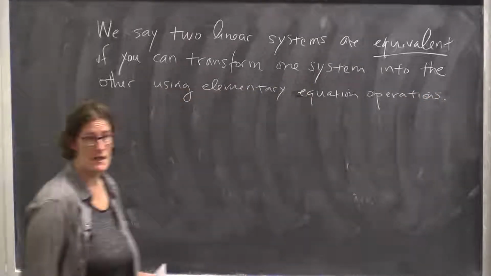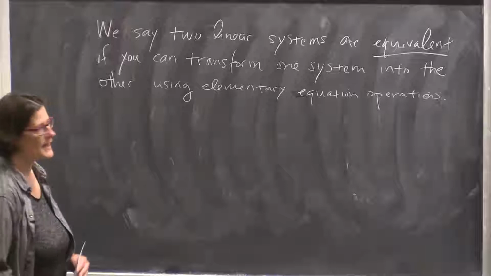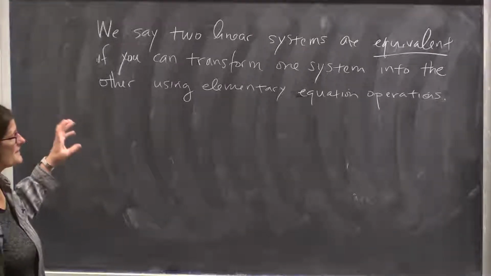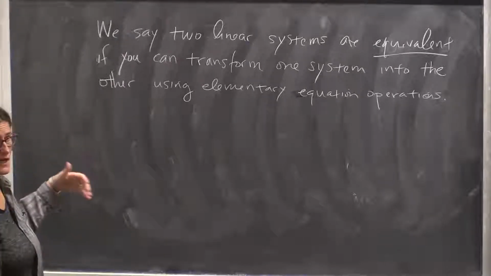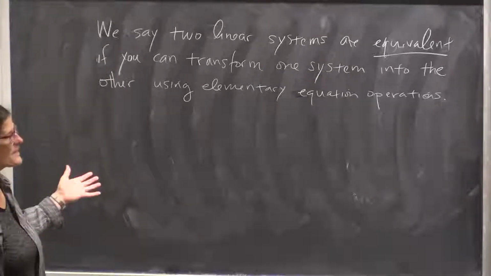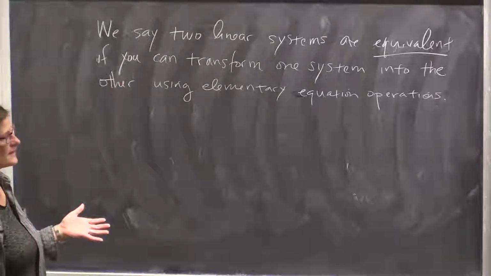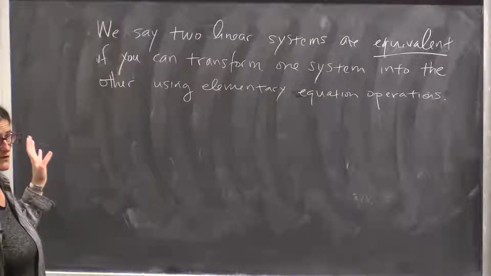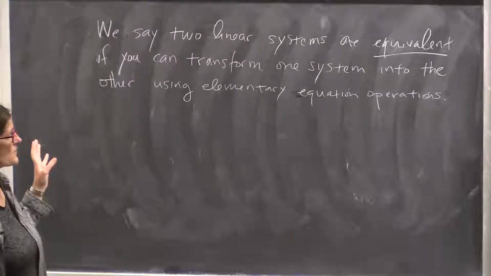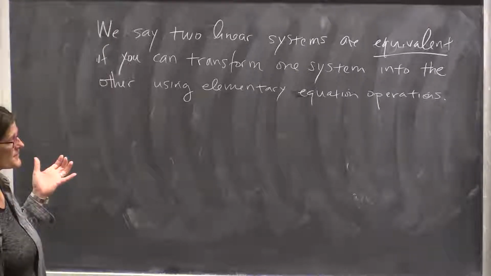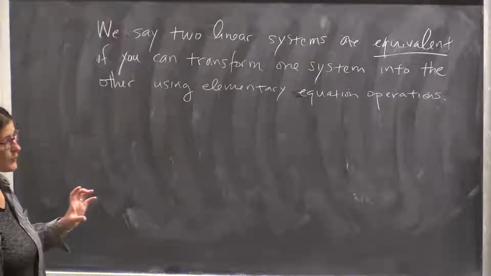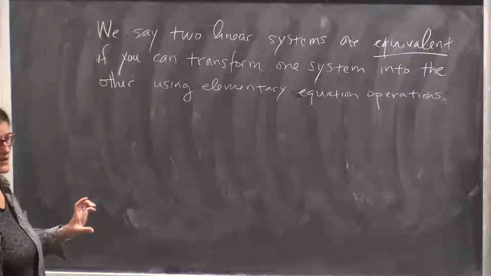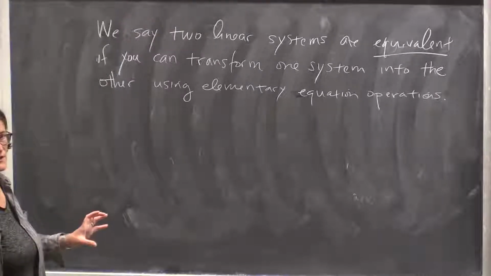So on Monday and on Tuesday, I did this. I started with a complicated linear system. I did elementary equation operations, and I got a simpler linear system. And then I solved the simpler linear system, and I said, well, the solutions of the simpler linear system are solutions of the more complicated linear system. So I started with a complicated linear system, did some work, ended up with an equivalent, easily solved linear system, and wrote down the solutions of the easily solved linear system.